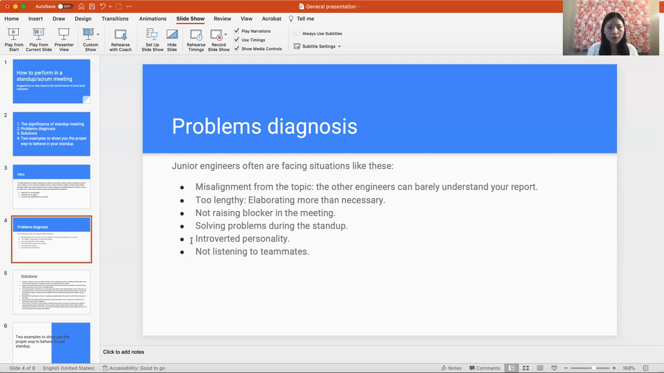The fifth problem is introverted personality. Some people may be very shy to express themselves fully in front of the coworkers. The sixth problem is not listening to teammates.